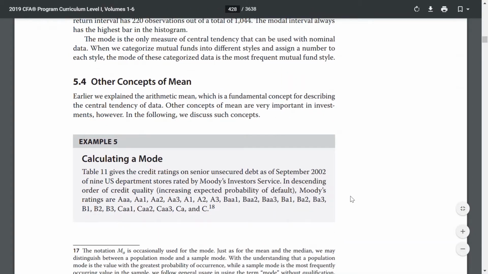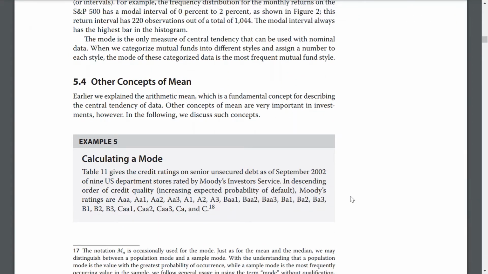5.4 Other concepts of means. Earlier, we explained the arithmetic mean, which is the fundamental concept of describing the central tendency of data. Other concepts of means are very important in investments. In the following, we discuss such concepts.